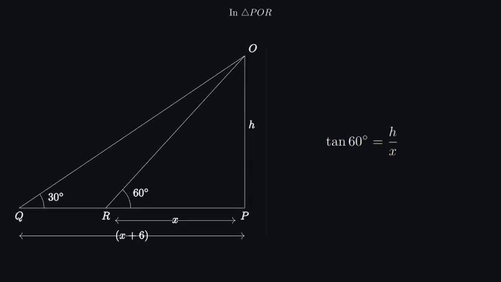First, consider triangle POR. This triangle uses the 60 degrees angle and the shorter shadow, x. With respect to the 60 degrees angle, the opposite side is the pole height, h, and the adjacent side is the shadow, x. So we write tan of 60 degrees equals h over x. Now make x the subject. Since tan of 60 degrees equals the square root of 3, we get x equals h over the square root of 3. We shall call this equation 1.